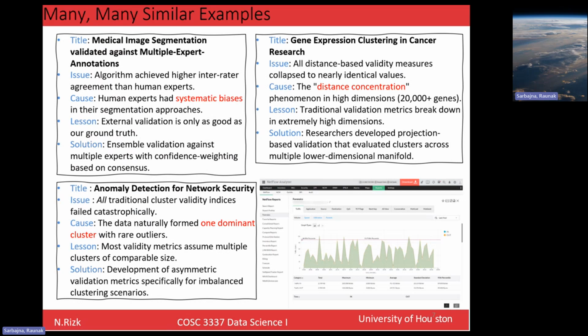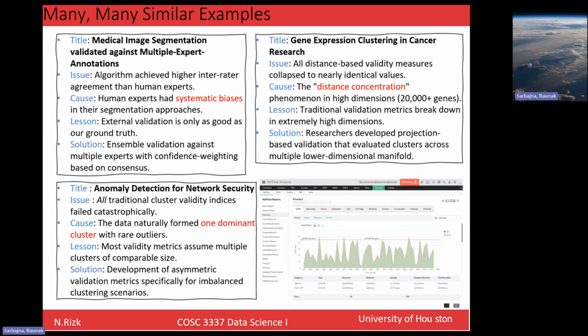So what happened was that no matter what cluster validity analysis they were using, they were all giving the wrong results. What happened in this case was something that you would not see in your exams or in textbooks. The entire data set formed just one cluster. So there were no multiple clusters. Everything within the area of interest could be combined and fell into one cluster.